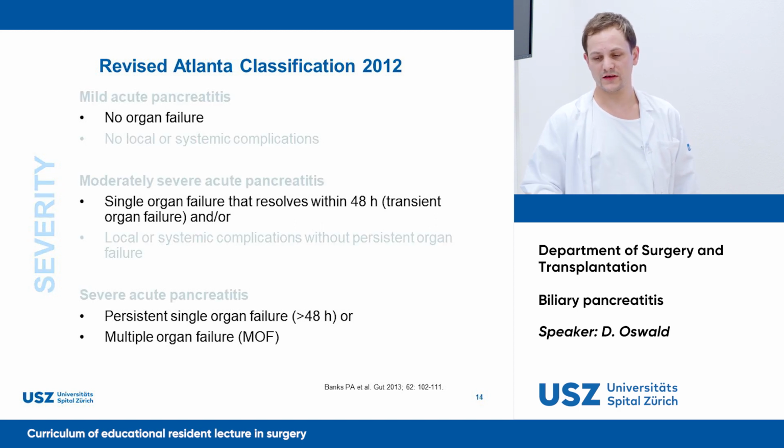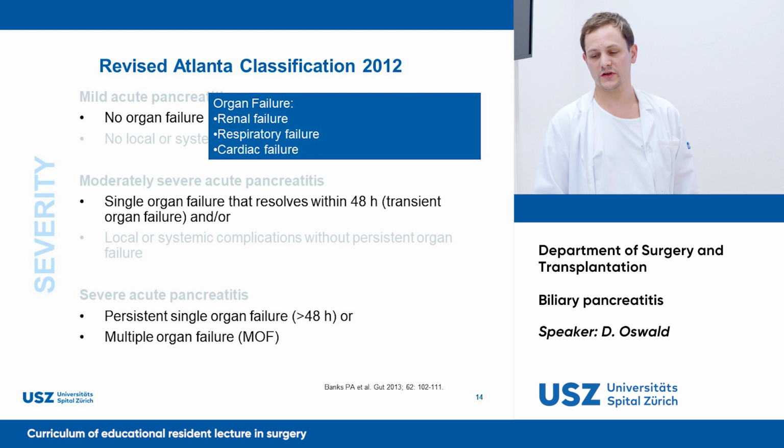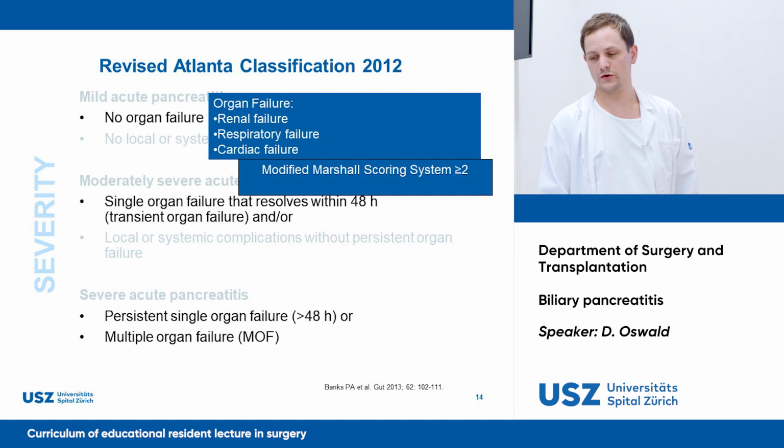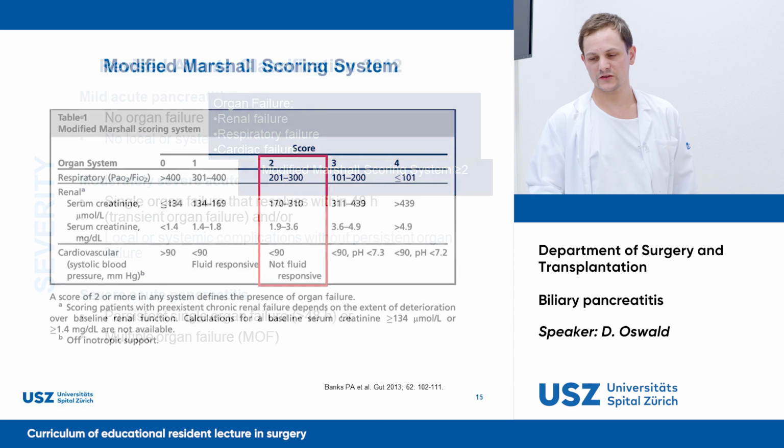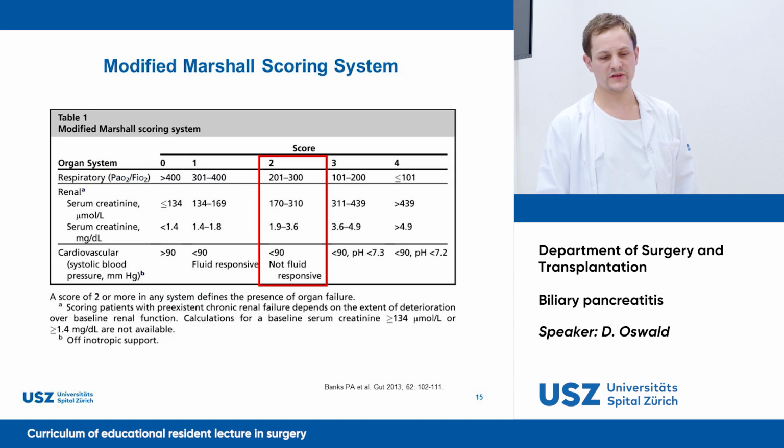Let's take a look at the organ failure. You can divide it into these 3 severity grades. And the organ failure can be either renal failure, respiratory failure, or cardiac failure. And it's defined as a score of 2 or higher in the modified Marshall score. I just want to show you the modified Marshall score. That's an established scoring system for organ failure, and it's very simple to use. A score of 2 or more defines the presence of an organ failure in any system.